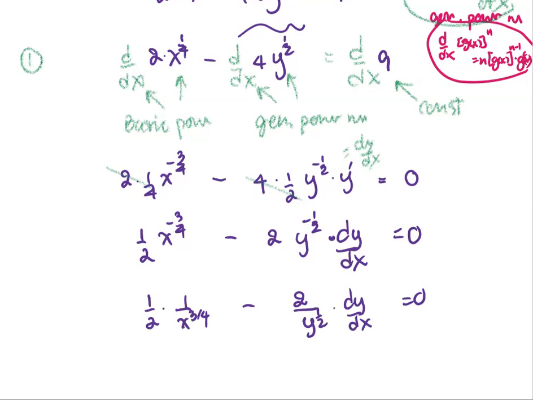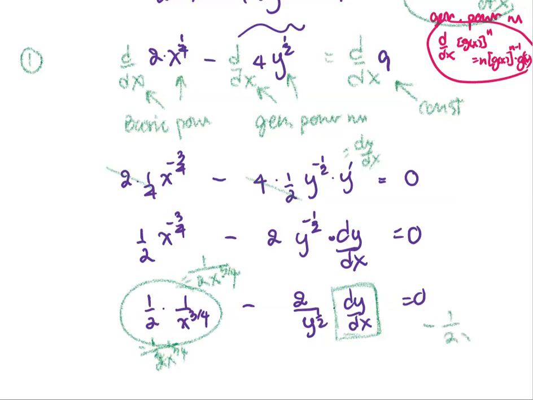To solve for dy by dx, since we have only one term here, we're going to leave this term by itself and then subtract 1/2. Actually, this can be rewritten as 1 over 2 times x to the power 3 over 4. So we're going to subtract 1 over 2 times x to the power 3/4 from both sides of the equation. And then we'll get negative 2 divided by y to the power 1/2 times dy by dx equals negative 1 over 2 times x to the power 3 over 4.